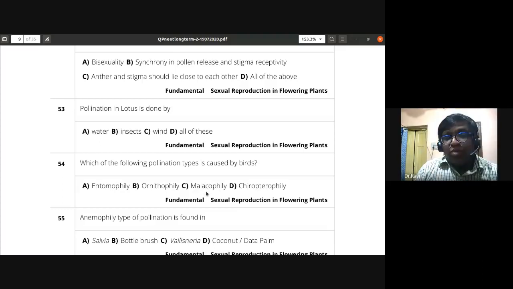Malacophily is pollination caused by snails. If the snail causes pollination, we call it malacophily. If bats cause the pollination, we call it chiropterophily.